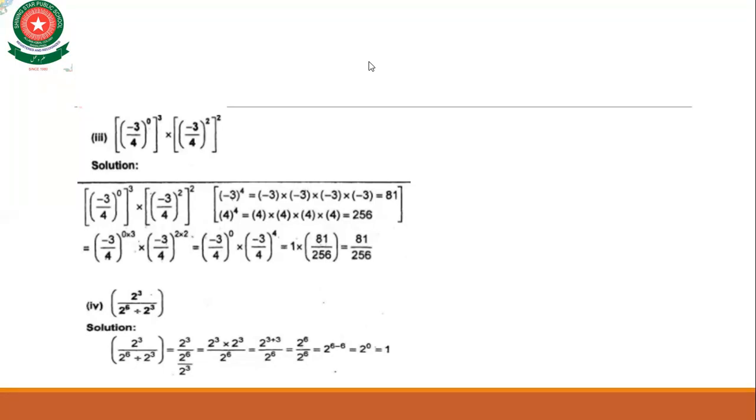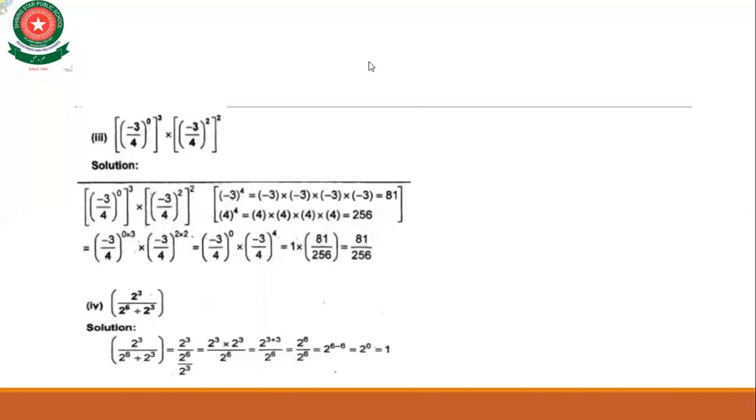Whenever a value is in the third position, it will move to the first position. So the equation will be 2^3 multiplied by 2^3 over 2^6.